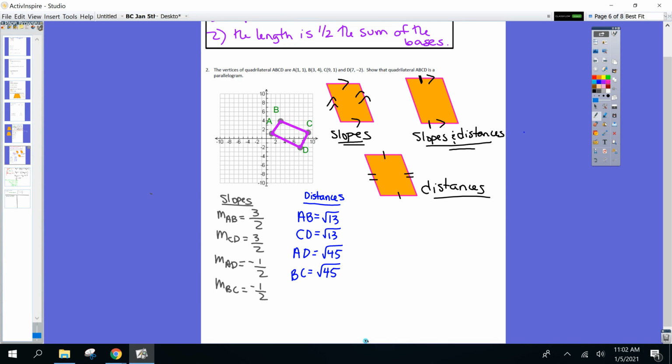And we're not signing off early here, so if you have more time, keep going on the coordinate proofs that I assigned for the homework tonight. Because you already did problem 1, that's done.